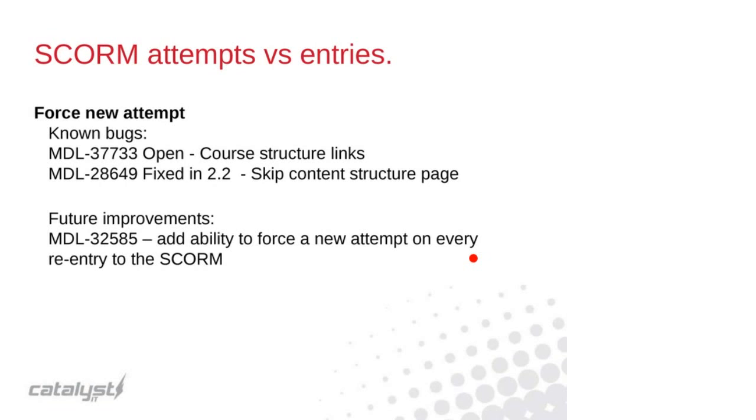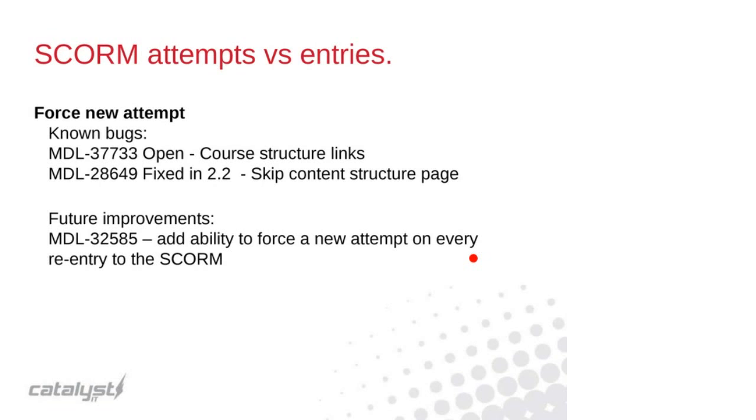The other one there is 28649. There's another setting in the Moodle settings called Student Skip Content Structure page, and that means that when you click on the link to the SCORM on the course homepage, it takes you straight into the SCORM. Normally what happens is it pops up this entry page and says, this is the SCORM package, this is the information about it, and there's an enter button on that page to enter into the SCORM. In Moodle 2.0 and 2.1, there was a problem if you were skipping that content structure page, that it wouldn't force new attempts, but that's fixed in 2.2.